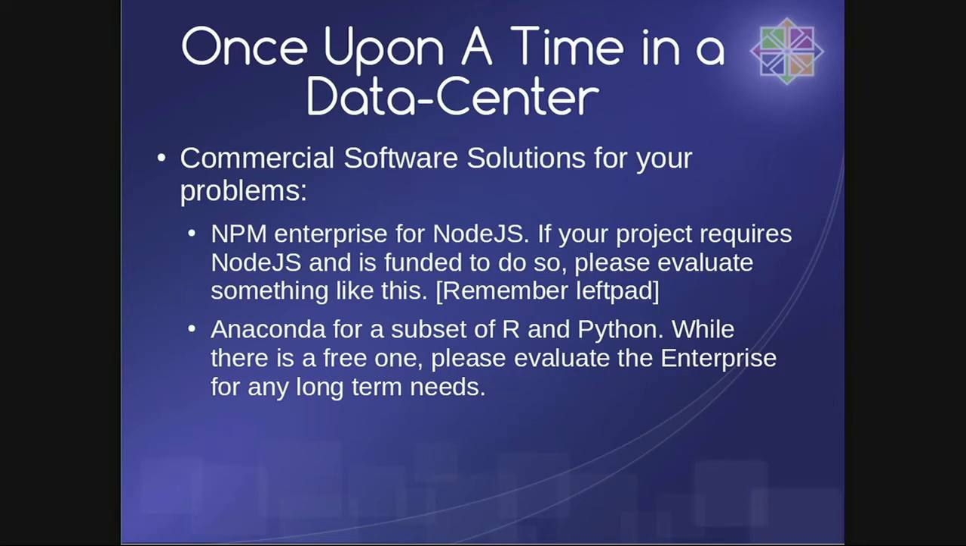If you're dealing with Node.js, I recommend getting an enterprise software solution. It deals with the branches, it stores it locally, and if left-pad disappears, you don't lose it. Same thing with Anaconda. It's more open source; they have an open source solution. But I recommend that if you implement Anaconda to deal with your Python, you get the commercial version, because if you've got the money, spend it on it, because you'll get the support, and it'll keep them from going out of business, because everybody assumed that Anaconda would be free forever.